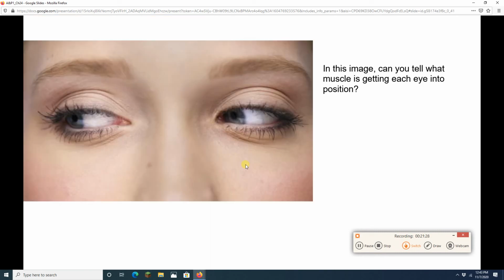Okay, if you look at this lady here, can you tell what muscle she is using to get this eye in position and this one in position? So do that.